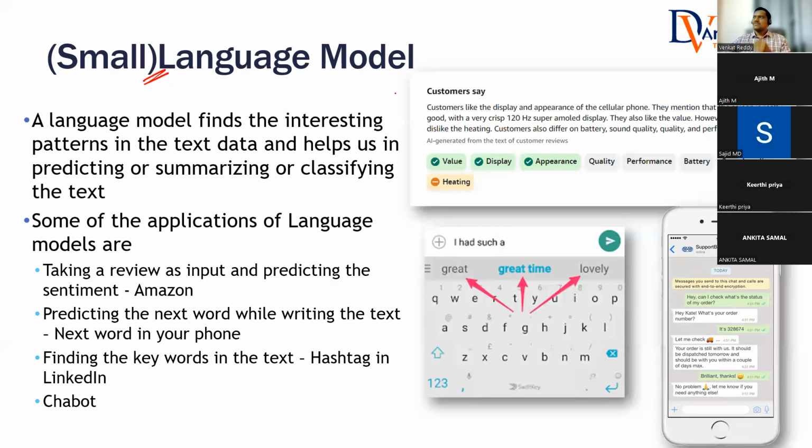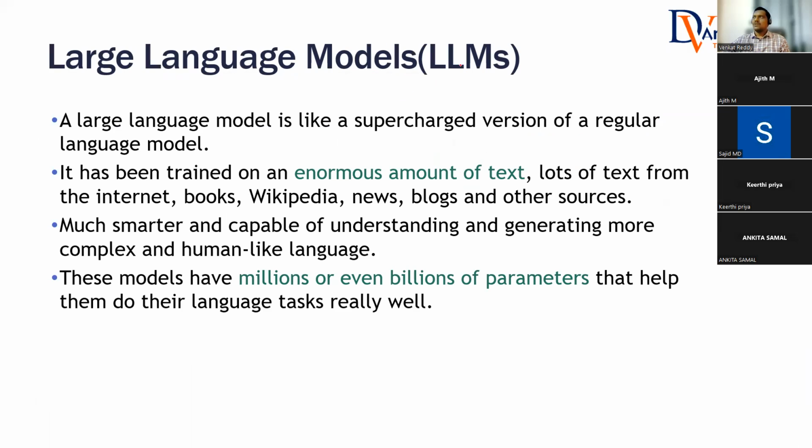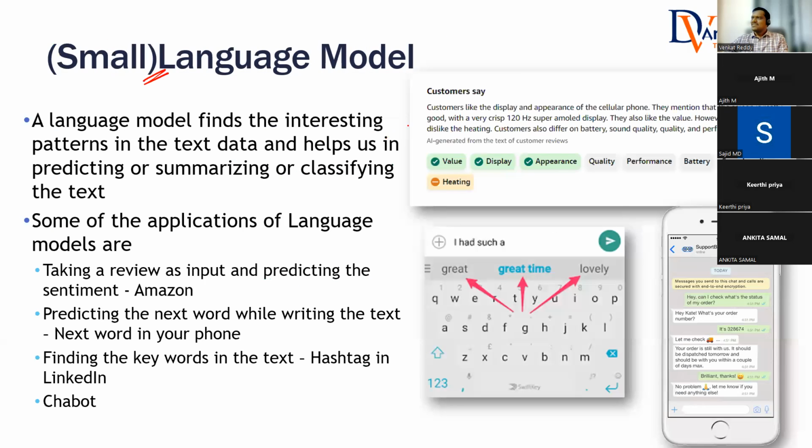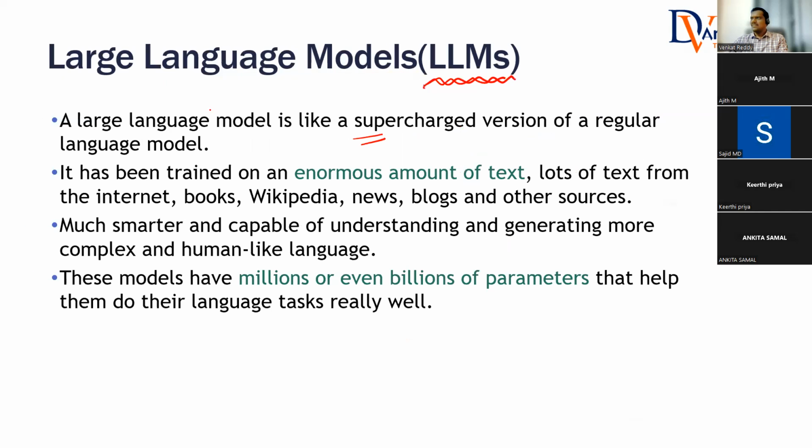But now these language models have become so powerful. The whole trend is into large language models. They are known as LLMs, large language models. So what are large language models? A large language model is a supercharged version of the regular language model. These are the usual language models where you can predict the sentiment, do keyword extraction, predict the next word, or give an answer to the question given by your customer. These are some examples of ordinary language models.